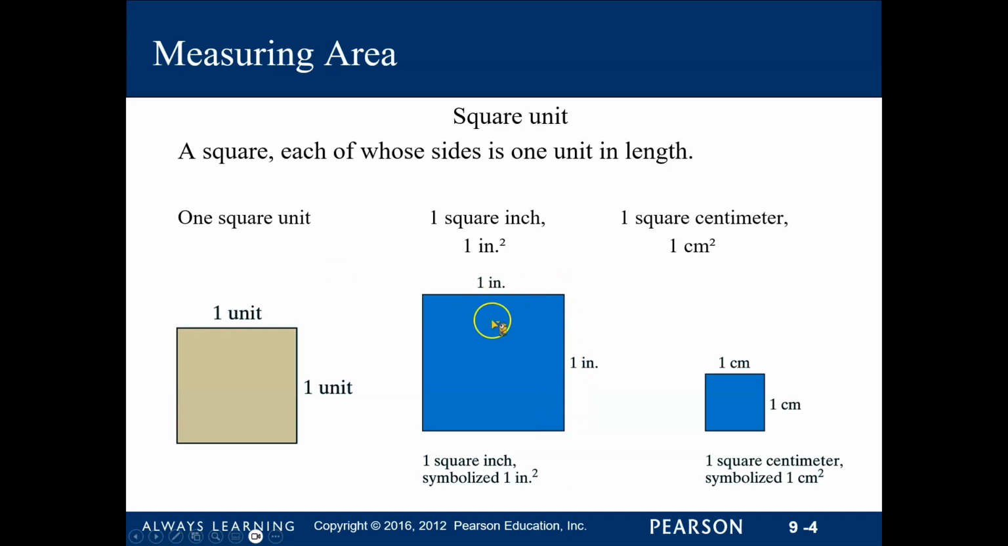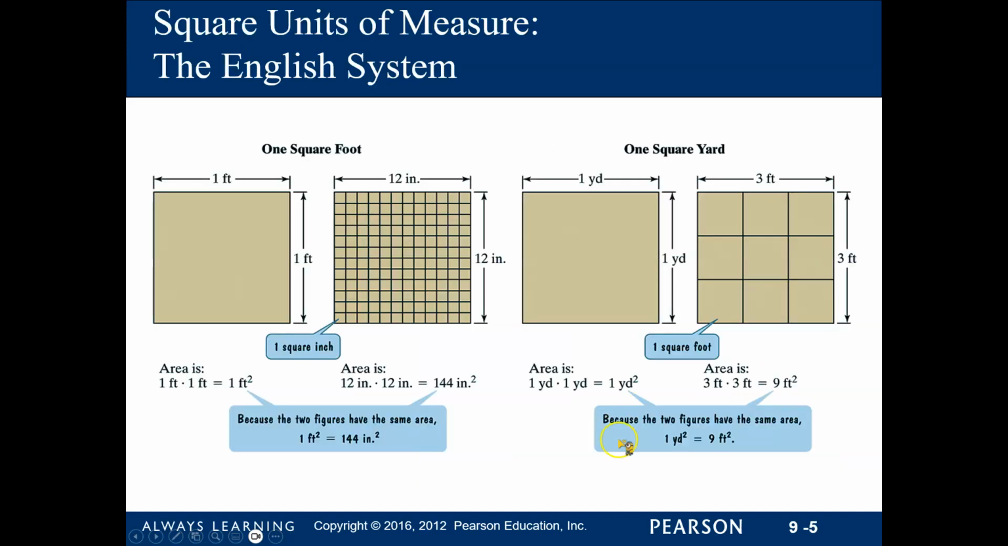So this is an example of 1 square inch. This is 1 inch, this is 1 inch. The area is 1 inch squared. 1 centimeter squared, this is how it would look like. So similarly, visually, if you have 1 foot by 1 foot, this is an area of 1 foot squared. Now we know how many inches are in one foot. We know that there are 12 inches in 1 foot.